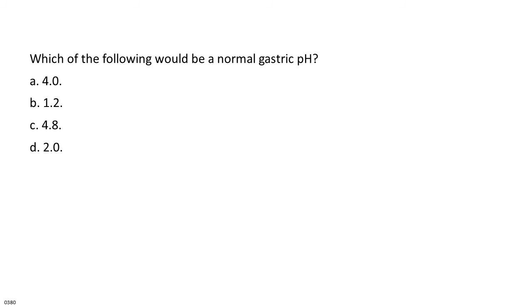Which of the following would be a normal gastric pH? A. 4.0. B. 1.2. C. 4.8. D. 2.0.